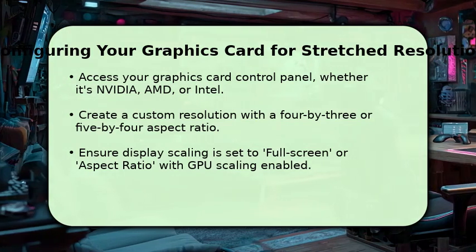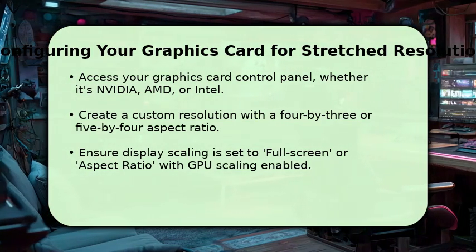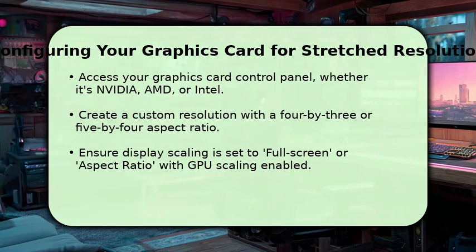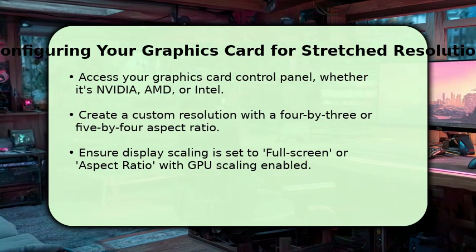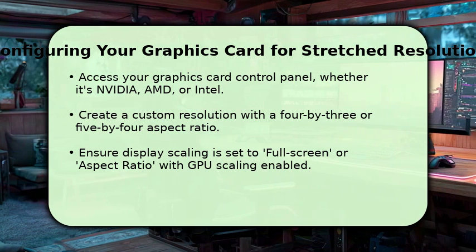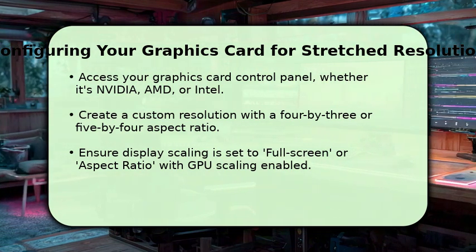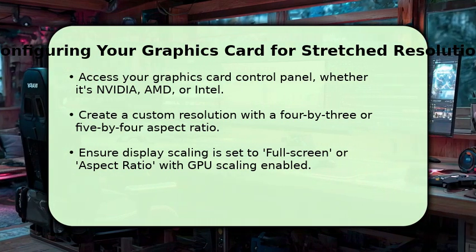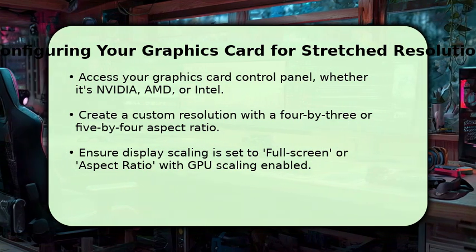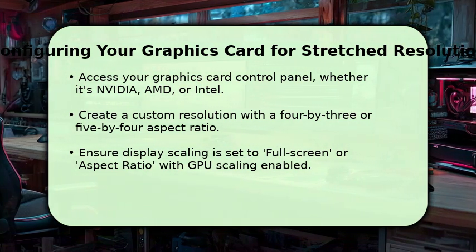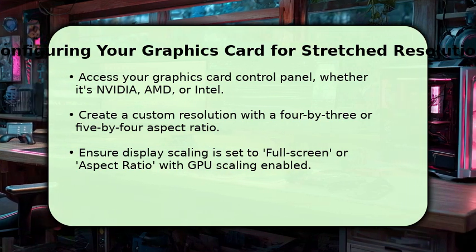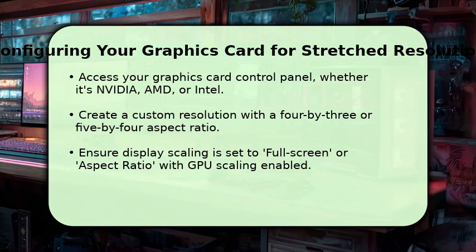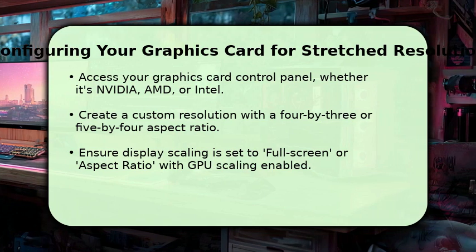The first crucial step is to configure your graphics card. You'll need to open your graphics card's control panel, which will be NVIDIA Control Panel, AMD Radeon software, or Intel Graphics Command Center, depending on your hardware. Within these settings, you'll create a custom resolution, typically with an aspect ratio like 4:3 or 5:4, which will give you that stretched look. Remember to set your display scaling to full screen or aspect ratio, and enable GPU scaling to ensure the image fills your monitor correctly. This foundational step is key to achieving the desired effect.